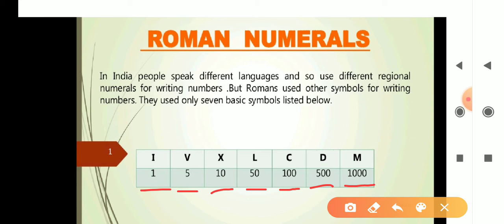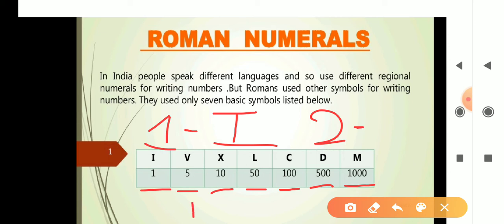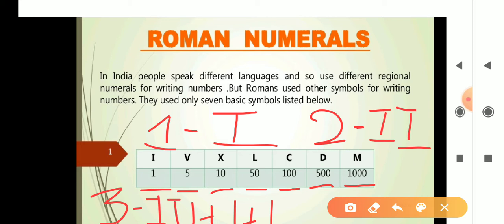For example, if we want to write 1 in Roman numerals, we just write I. If we want to write 2, we get 2 by adding 1 plus 1. So 1 means I, and we have to write 2 I's. If we want to write 3, 1 plus 1 plus 1, then we write 3 I's. But I can be repeated only 3 times.